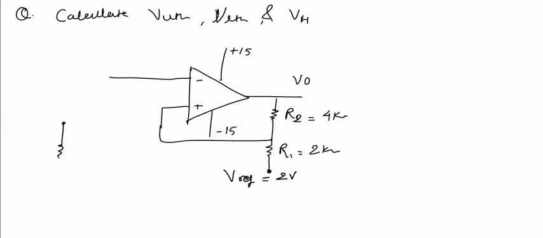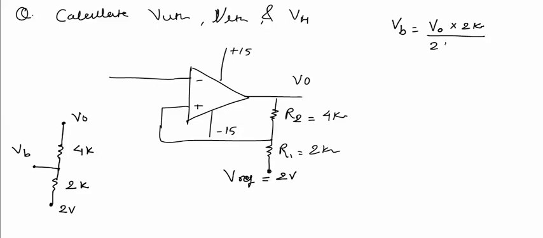Now this is the network from which we are calculating the voltage VB. Up to now we had only a single source at the top of this voltage division network, but there are two voltages here. For this network we can calculate the VB value as VB equal to, first V naught will be considered, so V naught into 2k divided by 2k plus 4k, as in the earlier case.